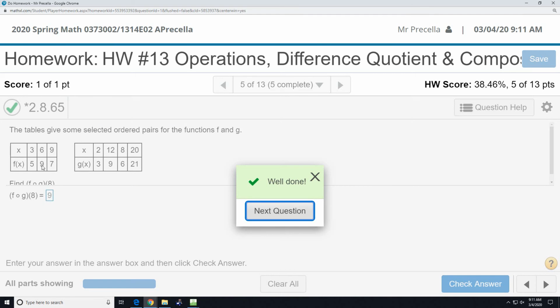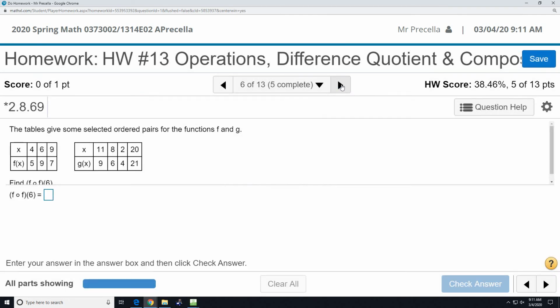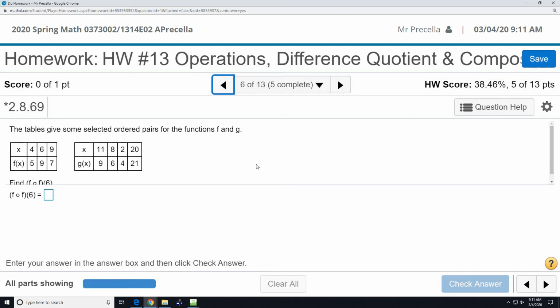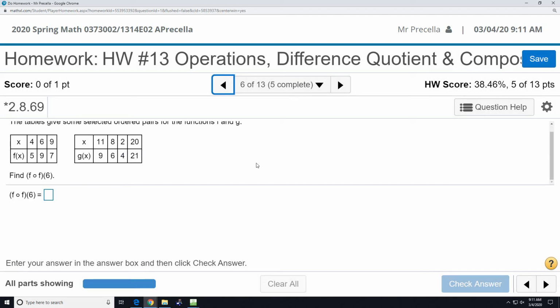Now, let's go on and do number 6. So, functions, you express functions 3 different ways, if I remember correctly. You express functions with an equation. That's how you do it most frequently. And then you express functions using tables and ordered pairs. Oh, I missed number 6. Oh, here's another one. This is a good one.